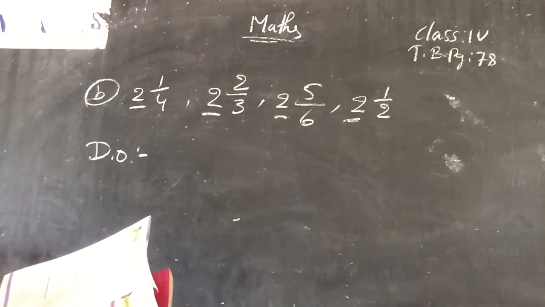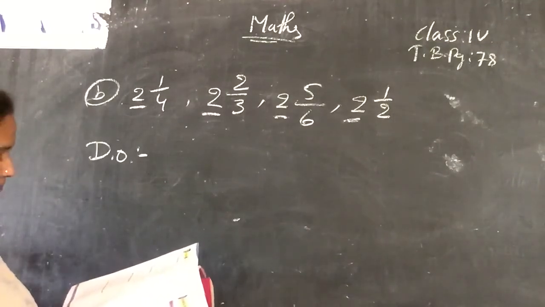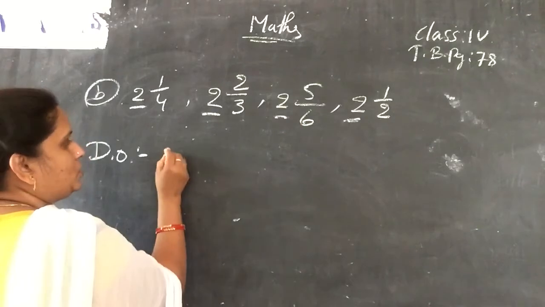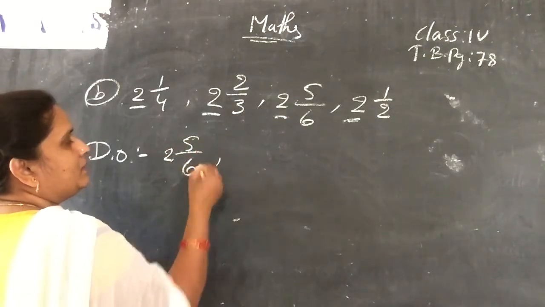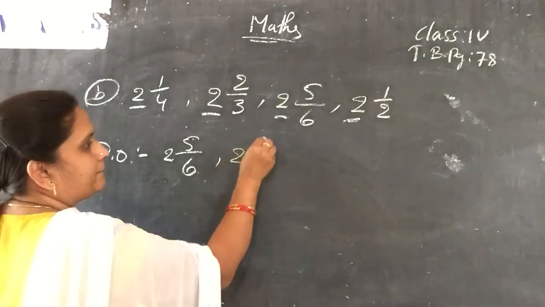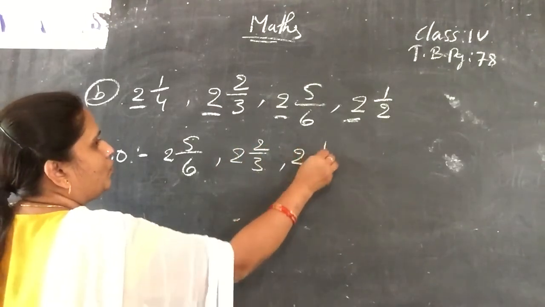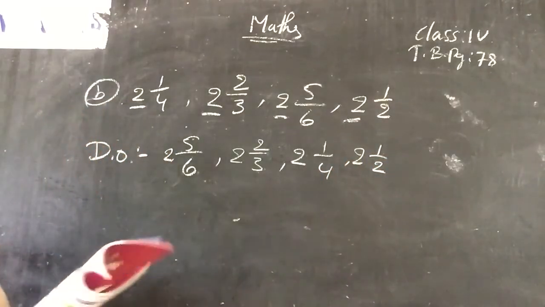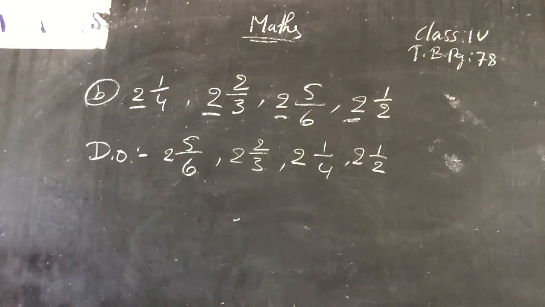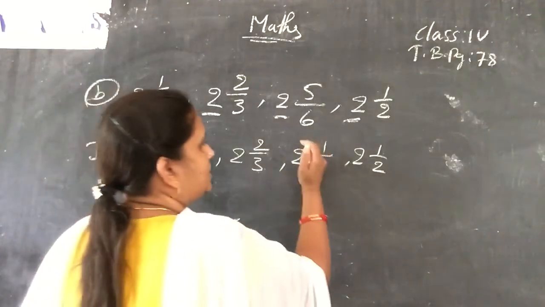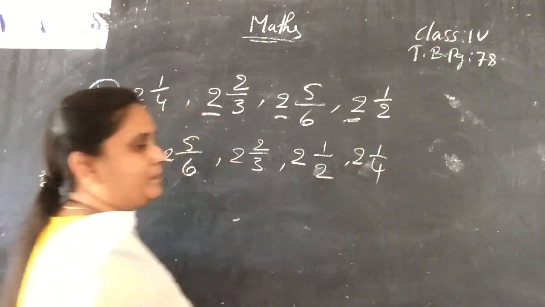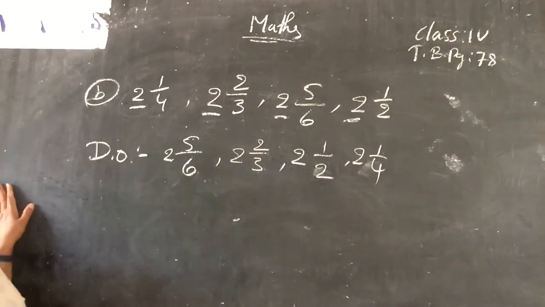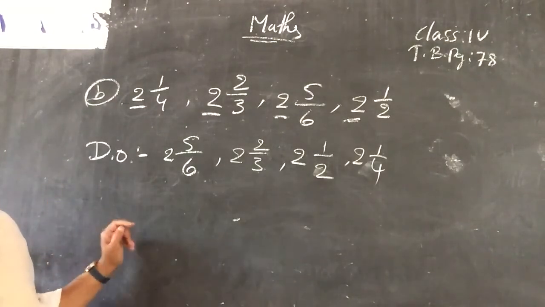If you compare the fraction parts, which denominator is big? The 6 is big. So 2, 5 by 6. Next 2, 2 by 3. Next 2, 1 by 4. Next 2, 1 by 2. Like this you can write the descending order.